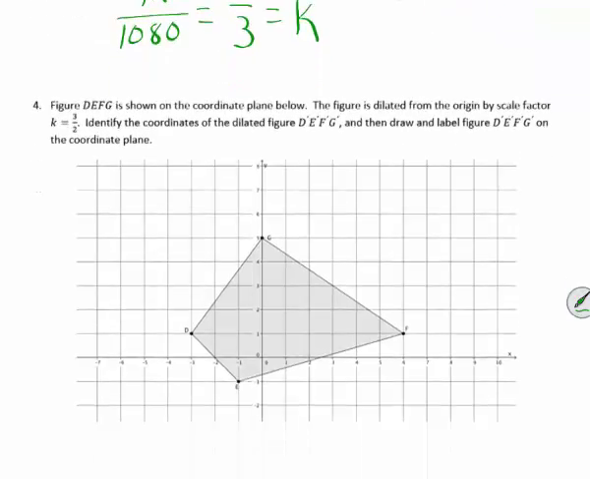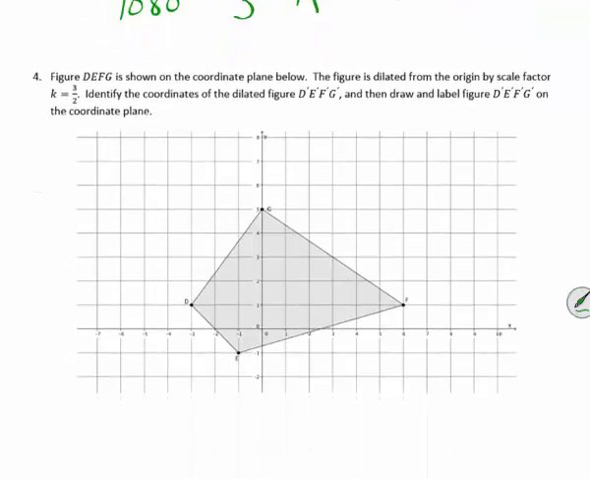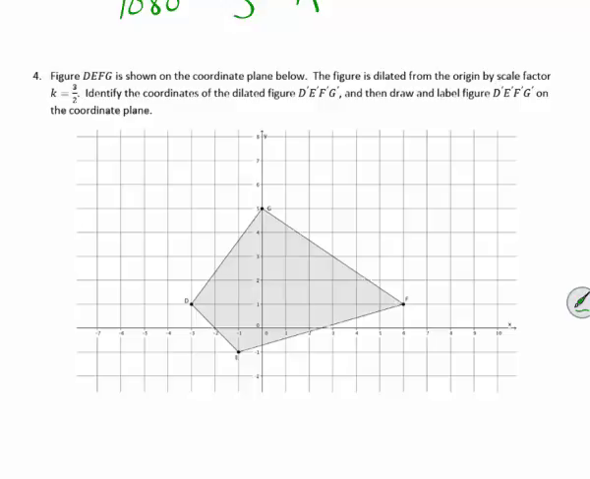Okay, figure DEFG is shown on the coordinate plane below. The figure is dilated from the origin by a scale factor of 3/2. Identify the coordinates of the dilated figure and label it. So I'm going to take each of these points and multiply them by 3/2. Now 3/2 is an improper fraction, which means my number should get bigger. All right, so I'm going to start with D. D is over here at -3, 1. So I'm going to multiply each of those by 3/2.